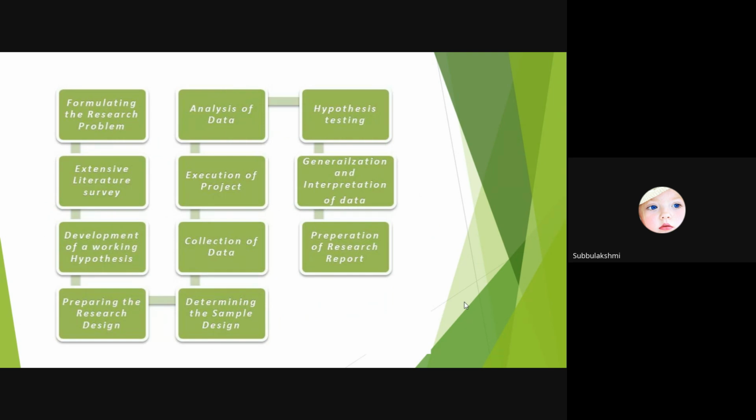See, the same is being done in a different way, where from the top, we formulate a problem, and we go for literature study. Next is a literary survey. Next is the development of hypothesis. Next, preparing research design. Next, after research design, we go in for sample design. Next, collection of data. Next, execution of project. Next is analysis of data. Next is hypothesis testing. Next is generalization and interpretation. Next is preparation of the research report. That is the report which we submit, the final shape.